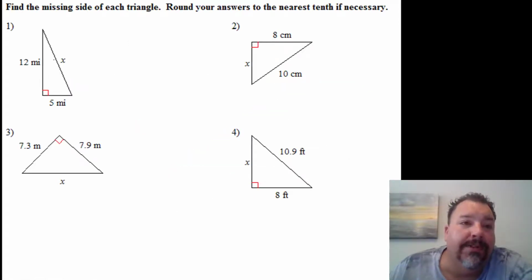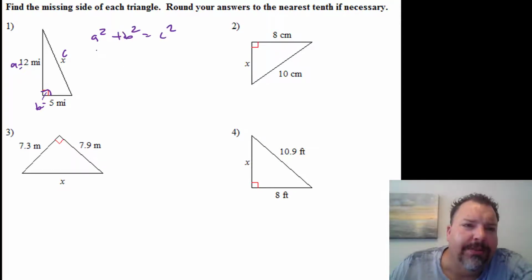So here's some examples. Number one, we've got 12 miles, 5 miles. We've got to find x. Now we can see that x, it should even look like x is the longest side here. It is the hypotenuse. We've got our right angle. It's pointed over here to our x. So I'm going to call that my C, and label these guys A and B. Again, it doesn't matter which one's which. Pythagorean theorem says that a squared plus b squared equals c squared.